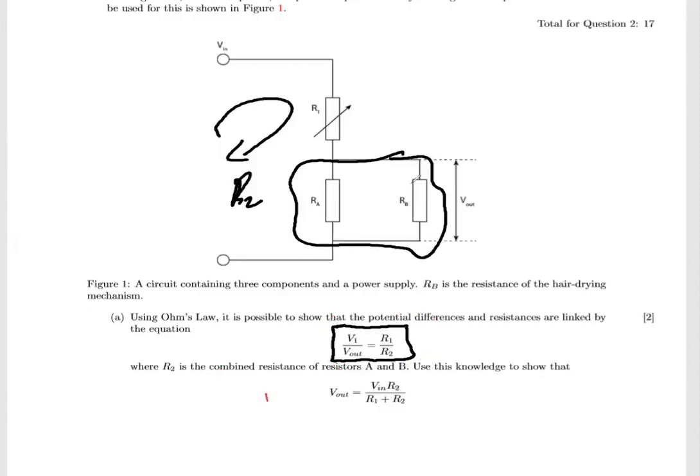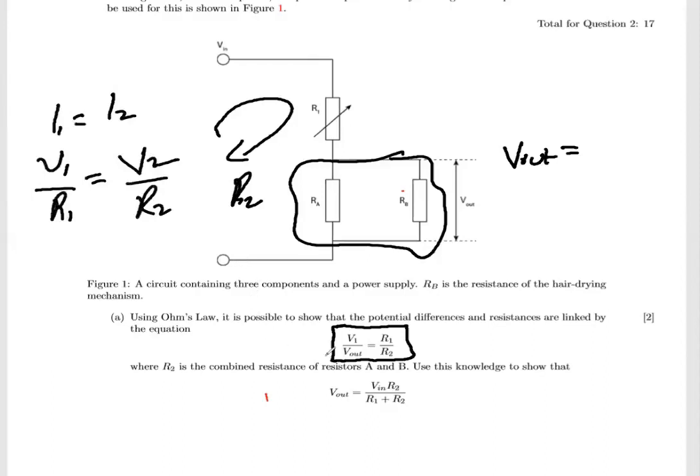If you apply the voltage here, your V out will be equal to... What's V1? V1 is the voltage across this resistor. Okay, so actually the current flowing in R1 is equal to the current flowing in R2. So I1 is V1 by R1, which is equal to V2 by R2. V2 is the V out. Do you get it? So we need to derive this equation.